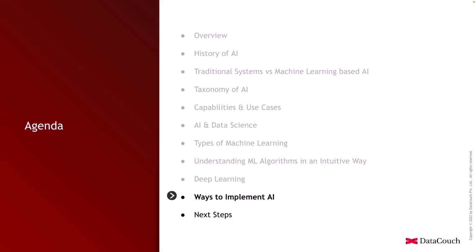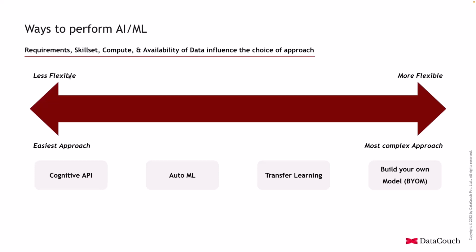So how do we implement artificial intelligence and machine learning in various projects? There are two extremes. One is the easiest approach, but it is the least flexible. And then we have the most complex approach, which is like writing code from scratch, and that is the most flexible too. So there are four major areas.